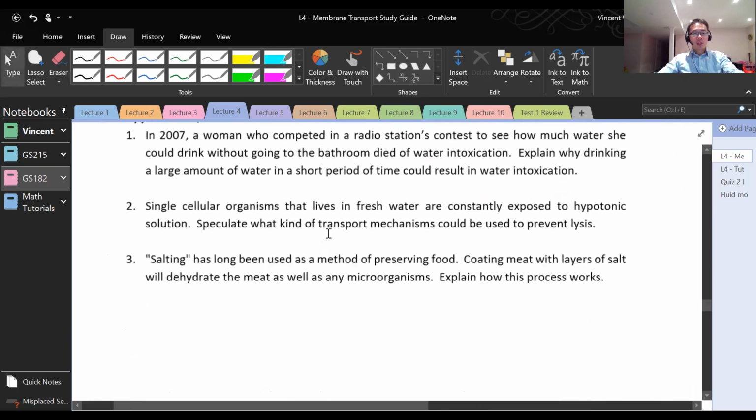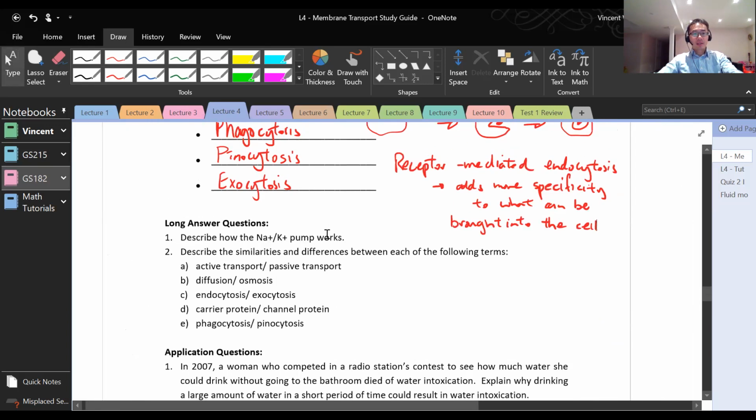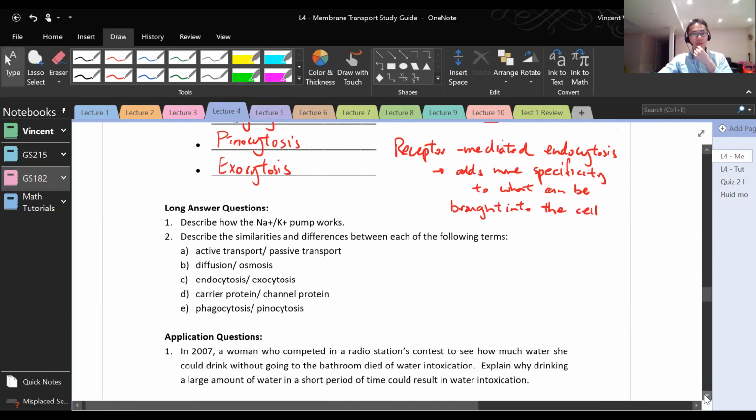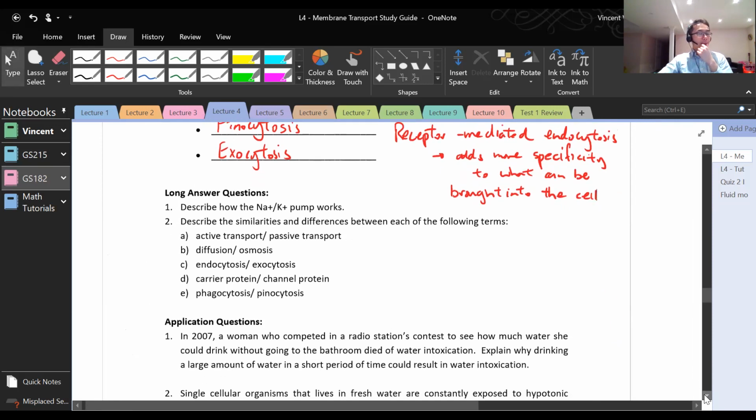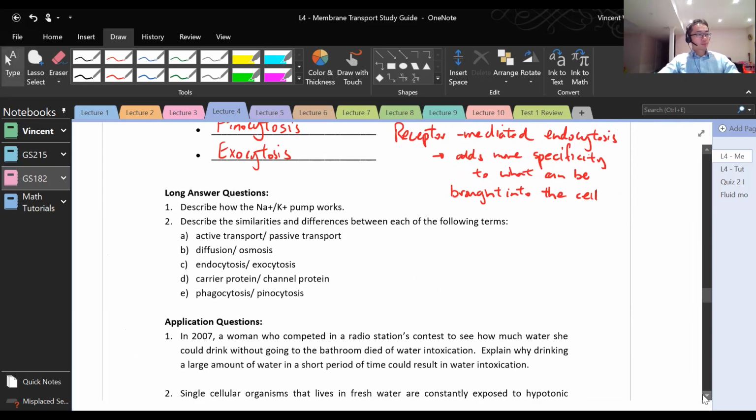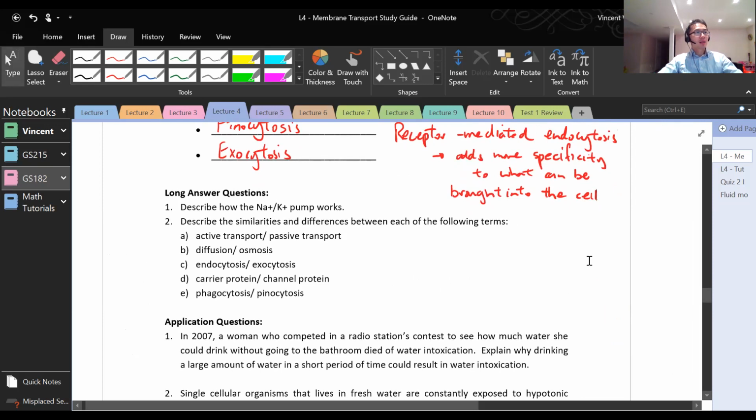Okay, any question about these particular ones, the long answers? Do you need me to go through it? Any requests? We are a bit tight on time, so if you don't have any requests, maybe I will just post the answer to these ones for you to look at. Let's just quickly look at the application questions, and then I'm going to talk about the lab.